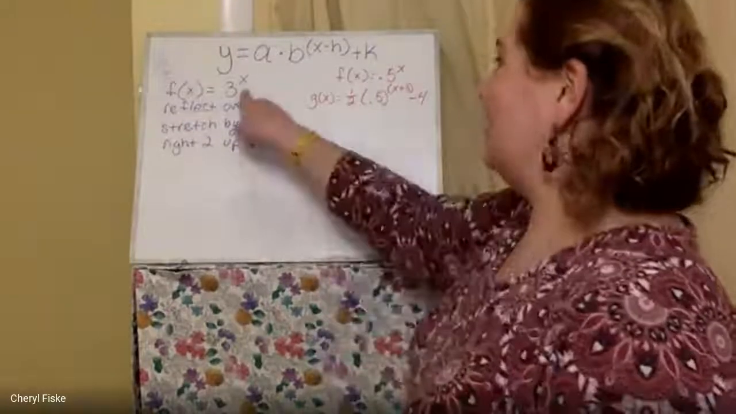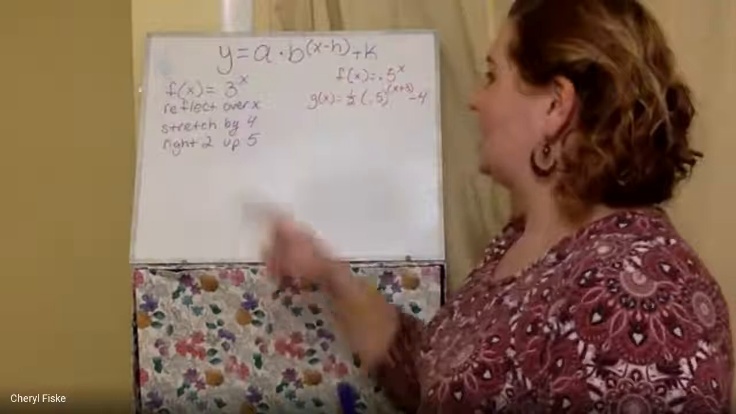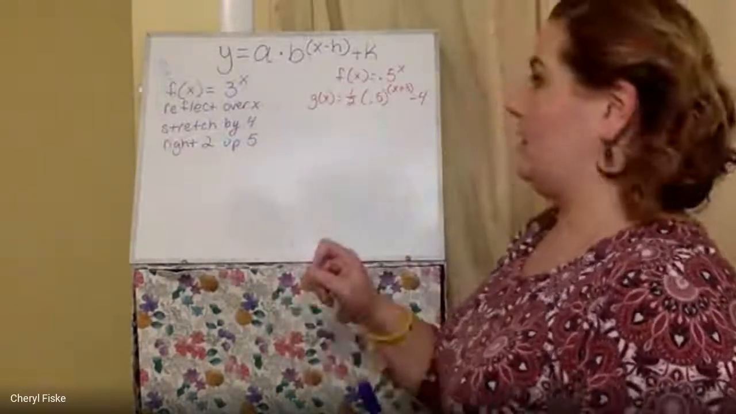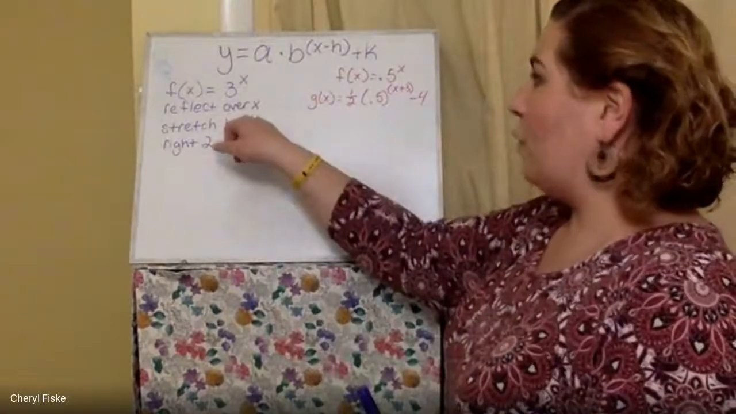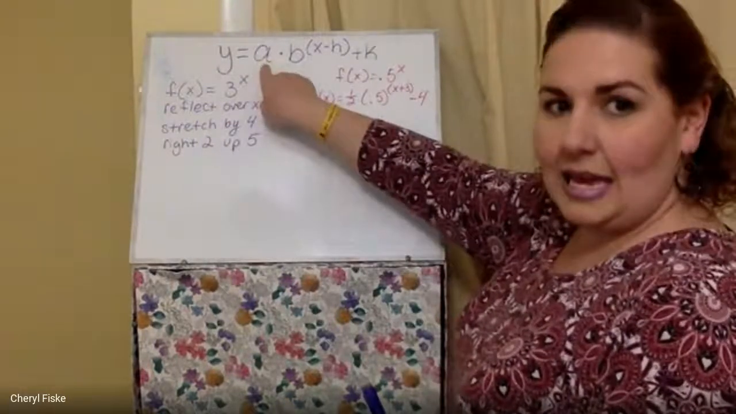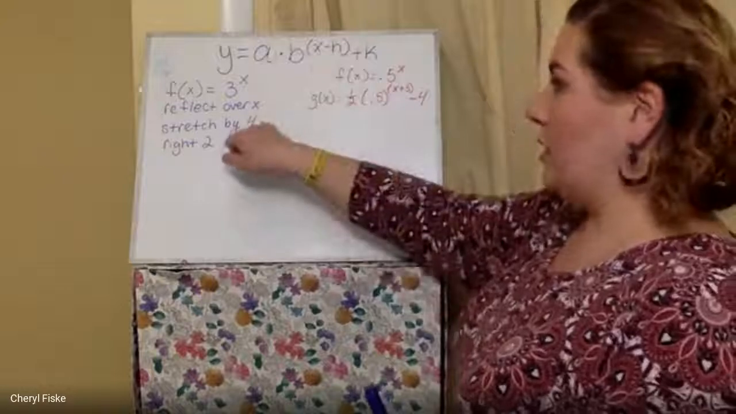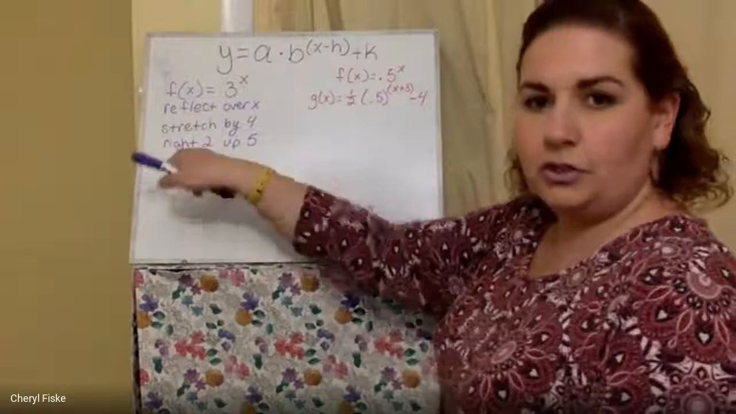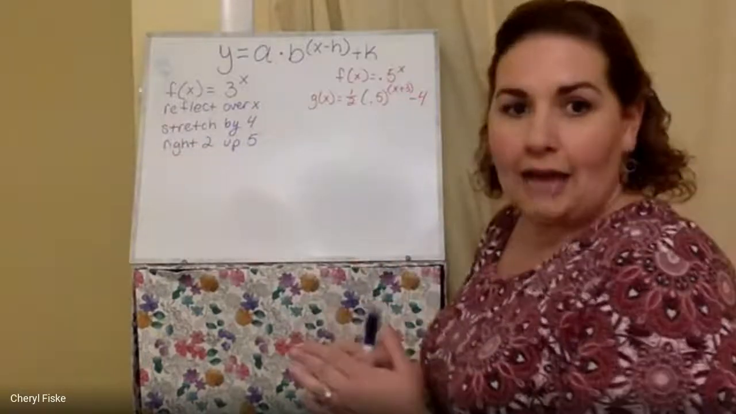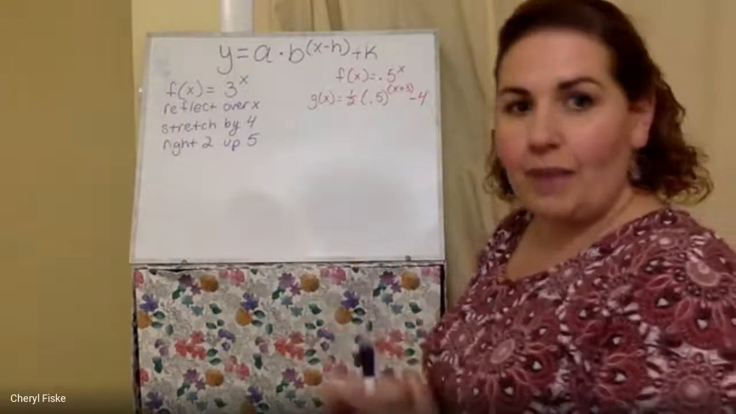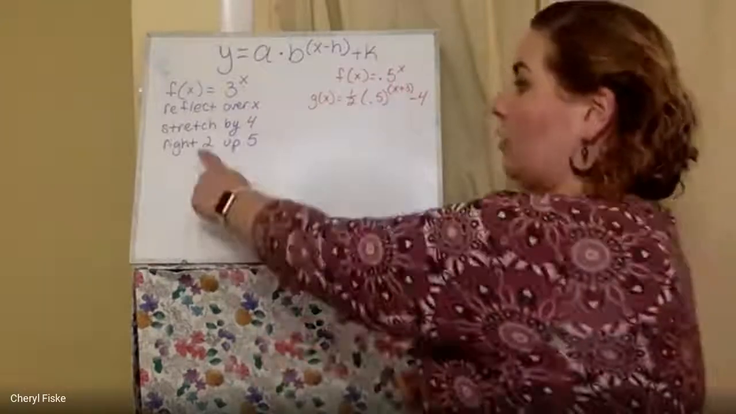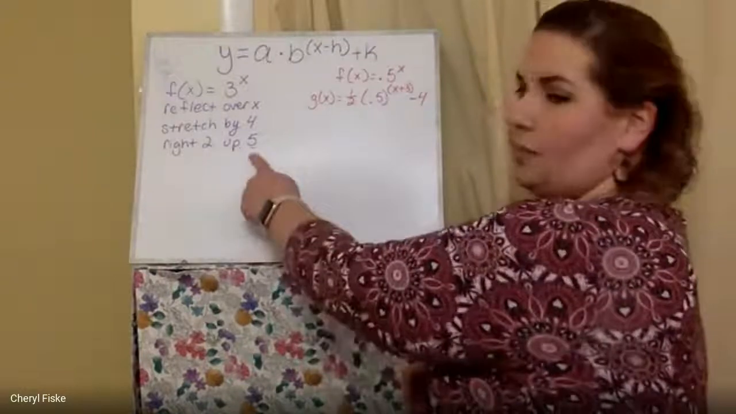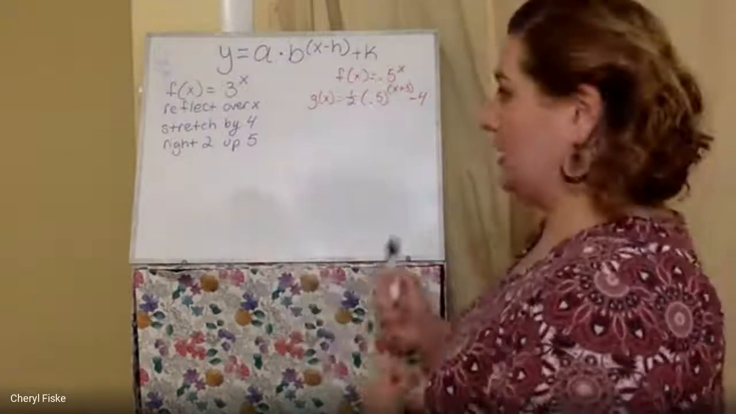Okay, anyway, here's your parent function, f of x equals 3 to the x. So if I wanted to reflect over the x, remember that's going to put a negative in the front. A stretch by 4. So that's that a, right? That 4 is going to go in the front because I want it to stretch by 4. And I want it to move right 2, remember, right and left go with the x, and up and down are going to go after. A right or left goes with the x. It does the opposite of what you think. And up or down does exactly what you think it's going to do.